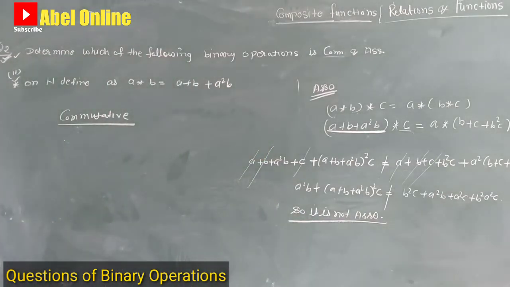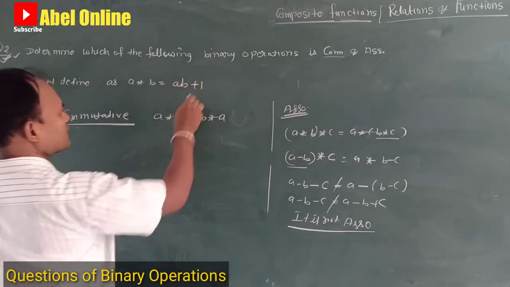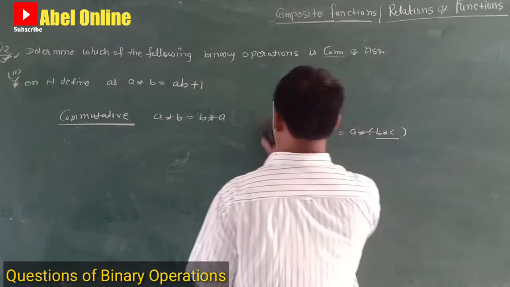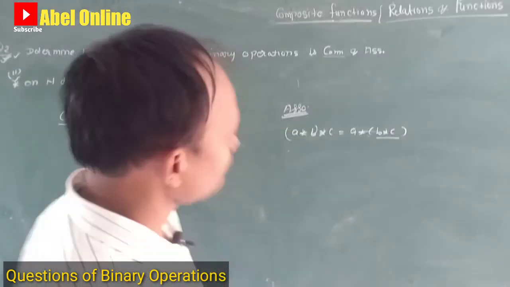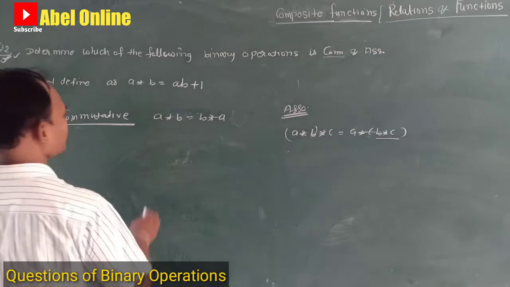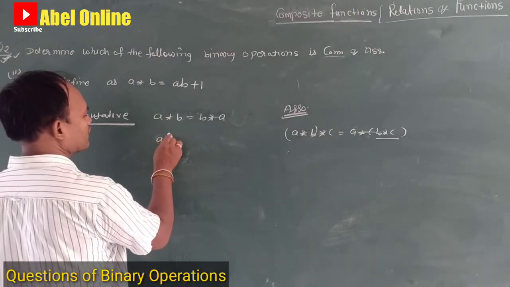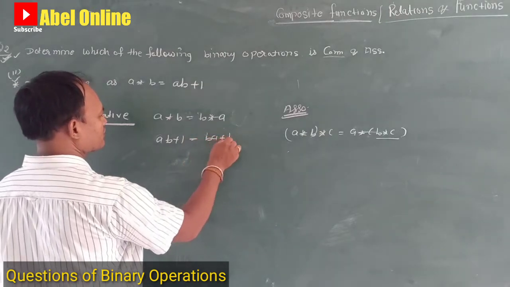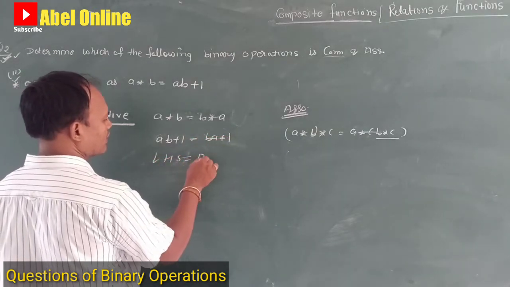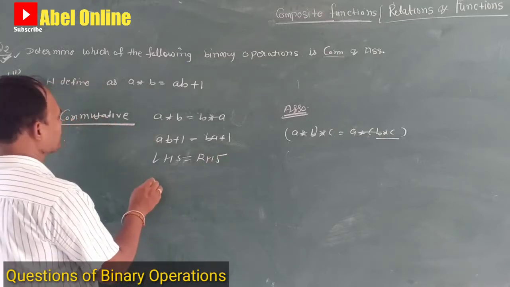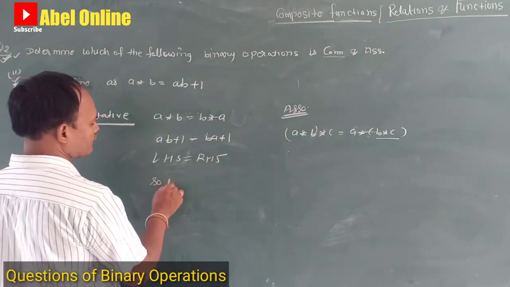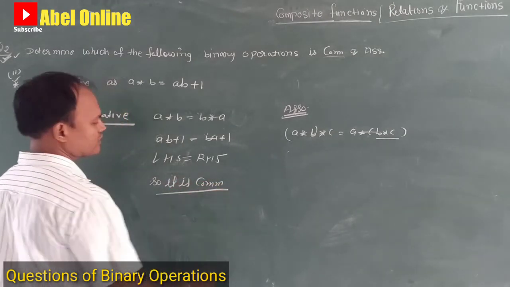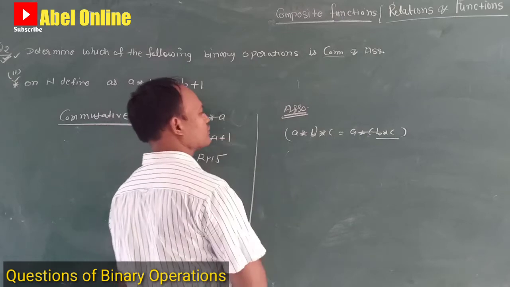So next question is, students, ab plus 1. If a star b equals ab plus 1, and b star a means ba plus 1, so LHS equals RHS. We can say that it is commutative. Now come to associative.